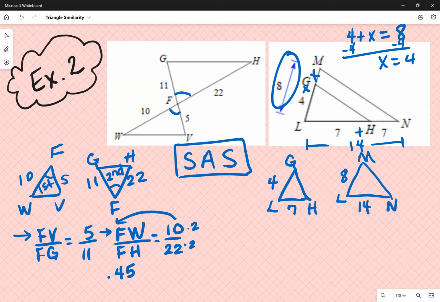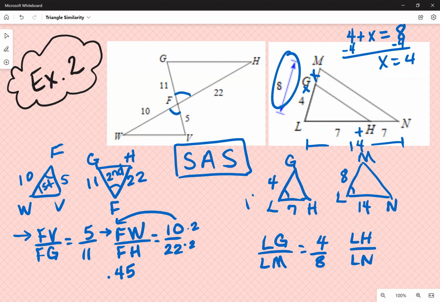So now what I'm going to do is I see that L is my angle that they share, so it's reflexive. I'm going to start with that LG, and I see LG is 4. 4 is my smallest number of that triangle. So I want to go to the other triangle and look for the smallest number, which I see is 8. It also starts with L, but this time it goes towards M. So that's 8. So what's left over is LH over LN.